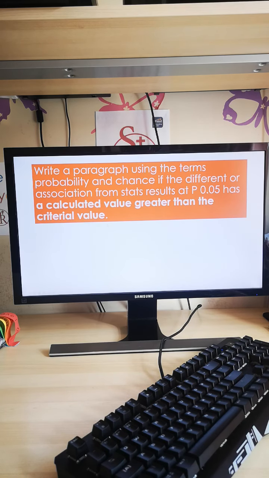Okay, so sometimes in the exam, they just ask you to do something like this. Write a paragraph using the terms probability and chance if the difference or association from the stats results at p 0.05 has a calculated value greater than the critical value. So stop and have a go. Can you do it from memory now?